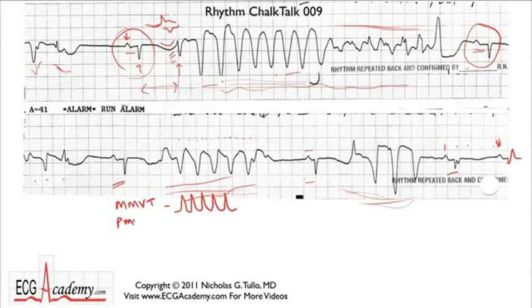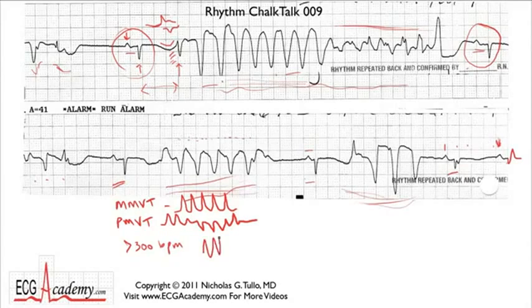Polymorphic ventricular tachycardia is a ventricular tachycardia where the beats seem to change over time, and you may have at least two different morphologies during this run of ventricular tachycardia. So that's called polymorphic VT. Now, these are generally at rates below 300 beats per minute. When you get to rates above 300 beats per minute, then the names change a little bit.